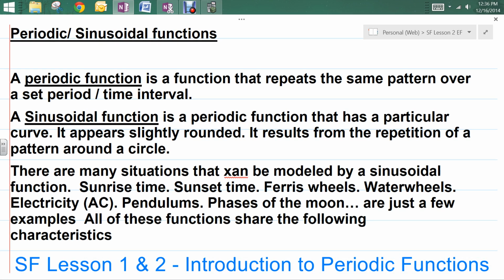A periodic function. Okay, that's that first definition. A periodic function repeats the same pattern over and over again. Phases of the moon. New moon, half moon, full moon, half moon, new moon, half moon, full moon, half moon, so on and so forth. It just keeps repeating. It takes about the same amount of time every time.